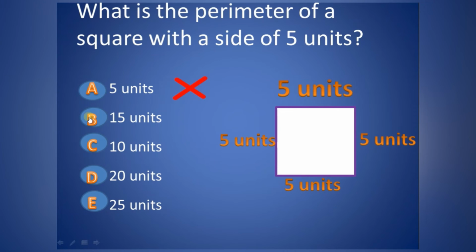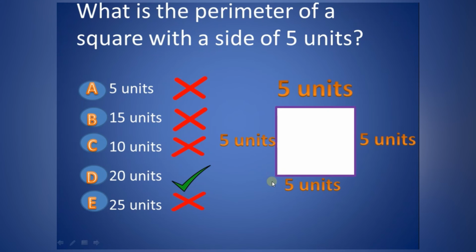Is it 5 units? No. Is it 15 units? 5 plus 5 plus 5 plus 5 don't give you 15, so that is incorrect. Is it 10 units? No. Is it 25 units? No. 5 plus 5 plus 5 plus 5 is equal to 20 units. So the perimeter is equal to 20 units.